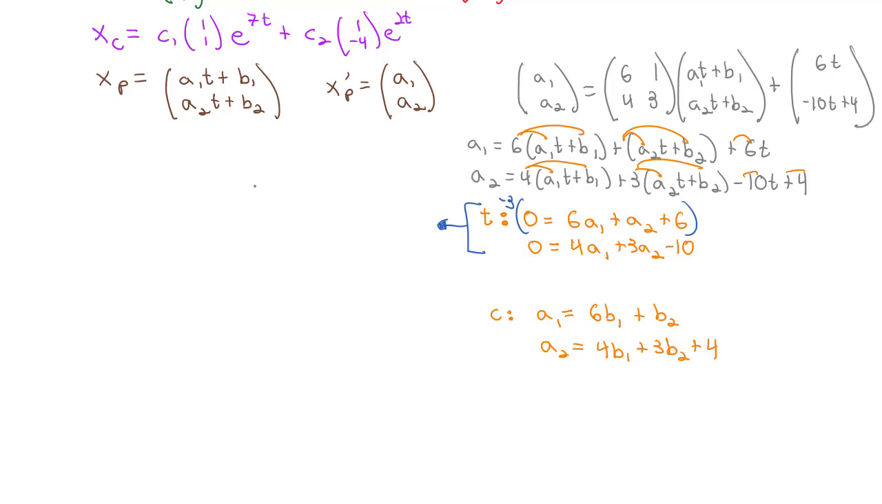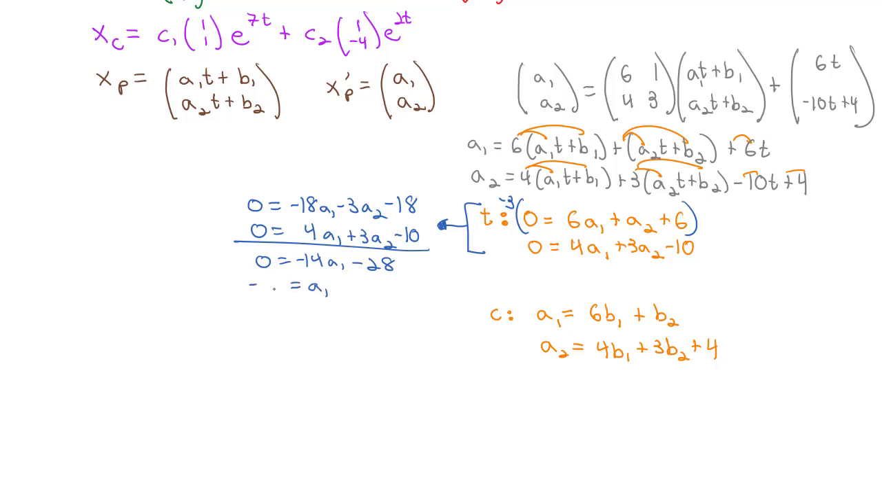And when I do that, the first equation is going to become 0 equals -18a1 minus 3a2 minus 18. The second equation, 0 equals 4a1 plus 3a2 minus 10. And when we add those together, 0 equals -14a1 minus 28. And adding 28 and dividing by -14, we get a1 is equal to -2.